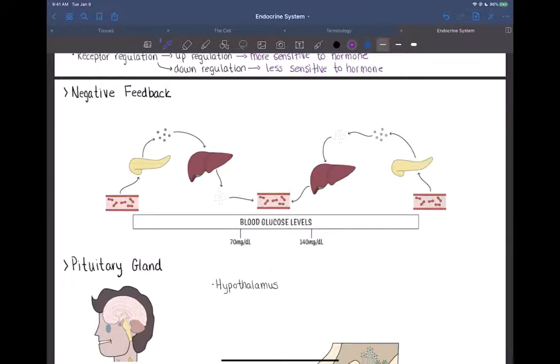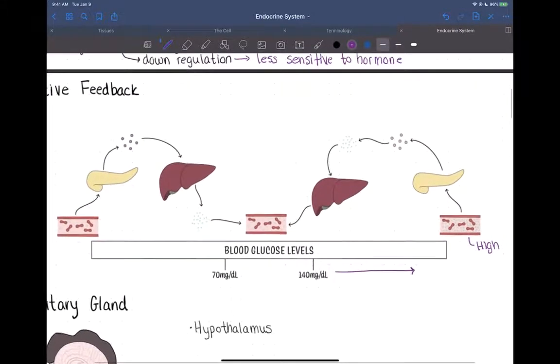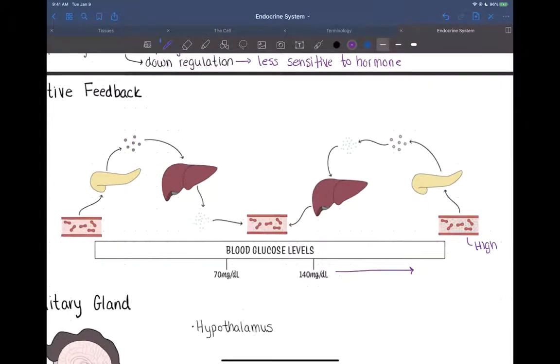So if blood glucose starts to increase, and so this would be a very high blood glucose, those are the blue dots in that blood vessel. Those are going to be glucose molecules. And so it gets very high. So what's going to happen is a signal is going to be sent to the pancreas saying, hey, blood glucose levels are too high. The pancreas is going to secrete insulin. So insulin is a hormone secreted by the pancreas.